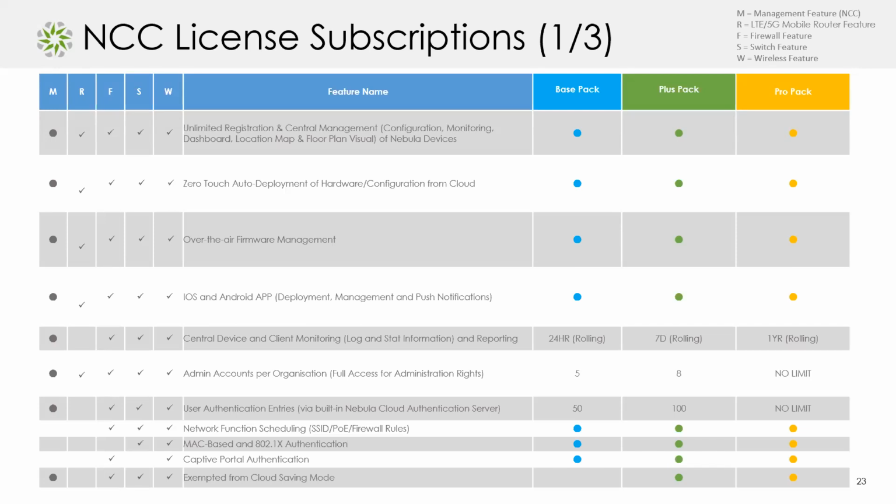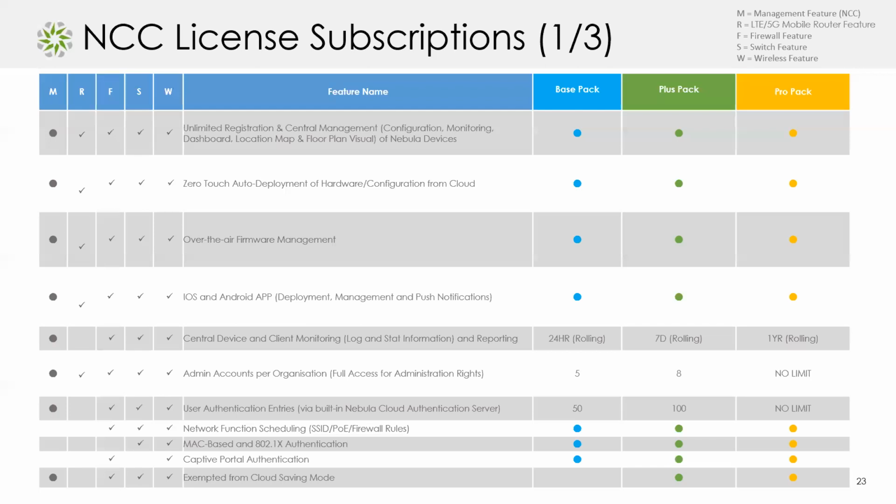If you upgrade to the Plus pack, it gets you a week's worth of logs stored in the cloud, and then Pro Pack gets you a year's worth of logs stored in the cloud. Another area where they differ is on the number of admin accounts. So this is admin accounts per customer that you are managing. With the free version of Nebula, you get 5 admin accounts per customer. Plus Pack gets you 8 admin accounts per customer, and then Pro Pack gives you an unlimited number of accounts there.